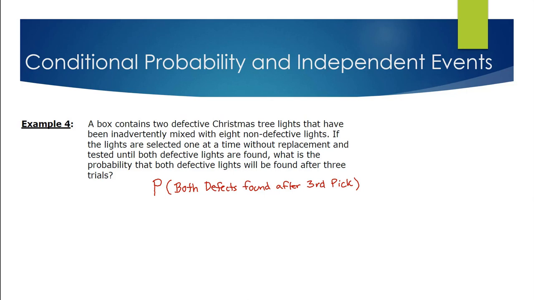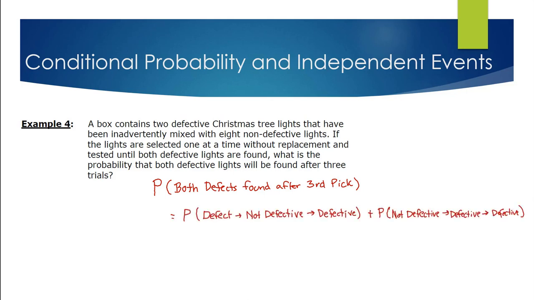So when I look for the probability that both defects are found after the 3rd pick, which is what I'm looking for here, I'm looking for the probability of me picking a defect on the first pick, a non-defective light, and then a defective light to get my 3rd one. I have to assume that the 3rd one chosen is defective, but I've also found the other defective one in one of the first 2 trials. And the other possibility is for me to have picked a non-defective light the first time, and then picked a defective light the 2nd and 3rd time.